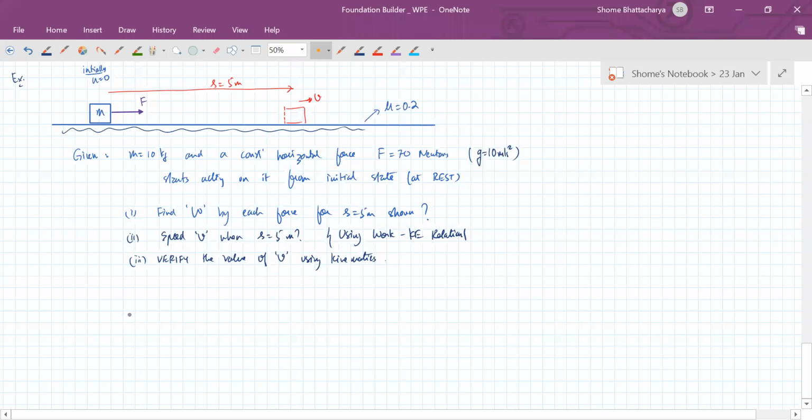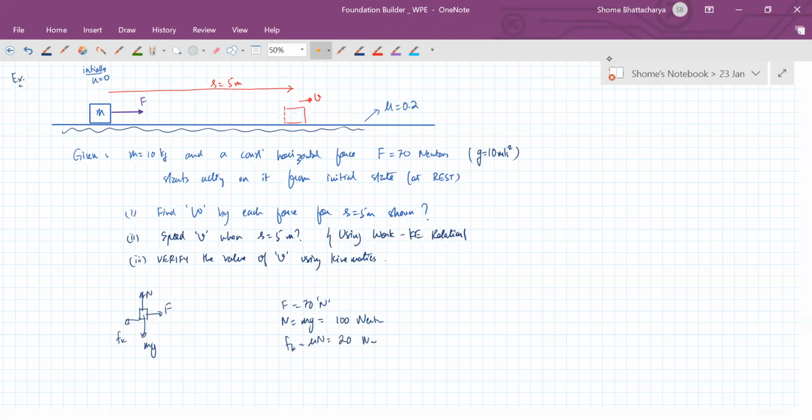So in this question, you can see that the forces acting on it are weight, normal reaction, the external force, and kinetic friction. Okay. Normal reaction will be equal to weight, which will be equal to 100 newtons. Okay. And kinetic friction will be mu n, which will become 20 newtons. Okay. Yeah, that's correct, Kunj.